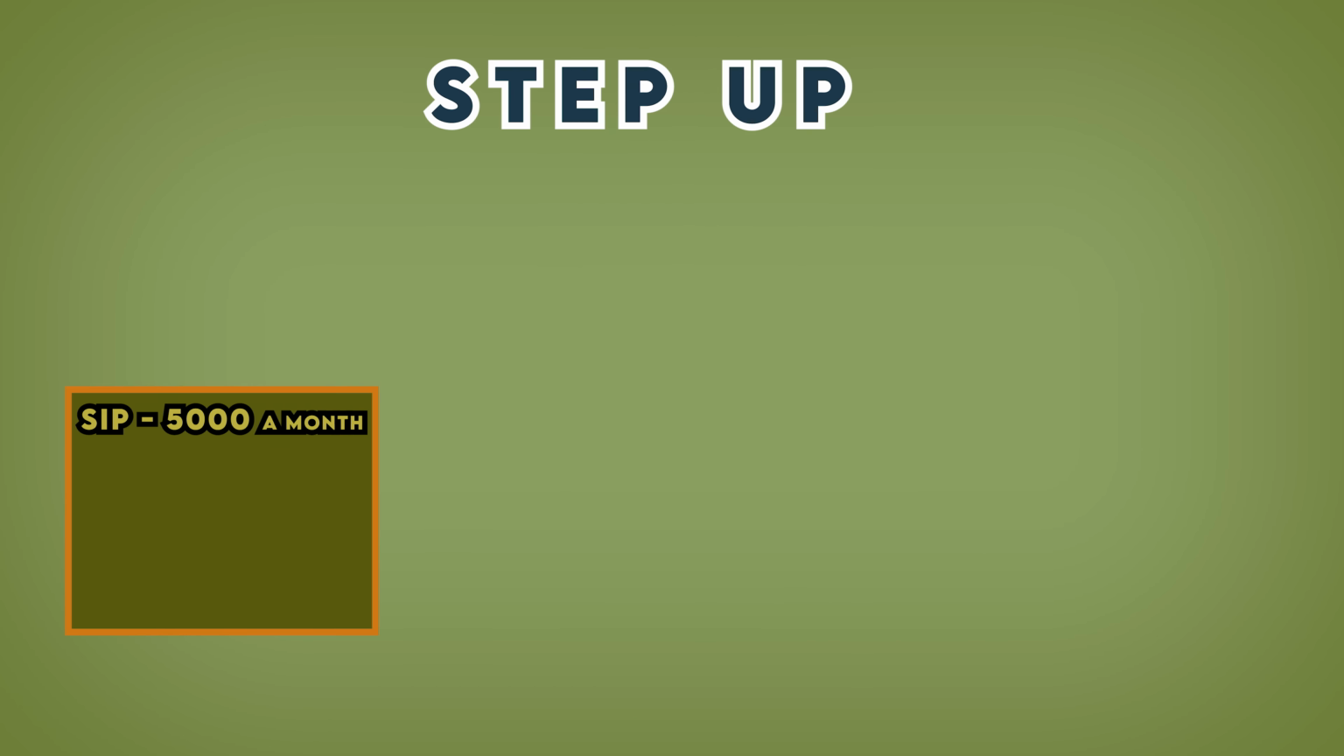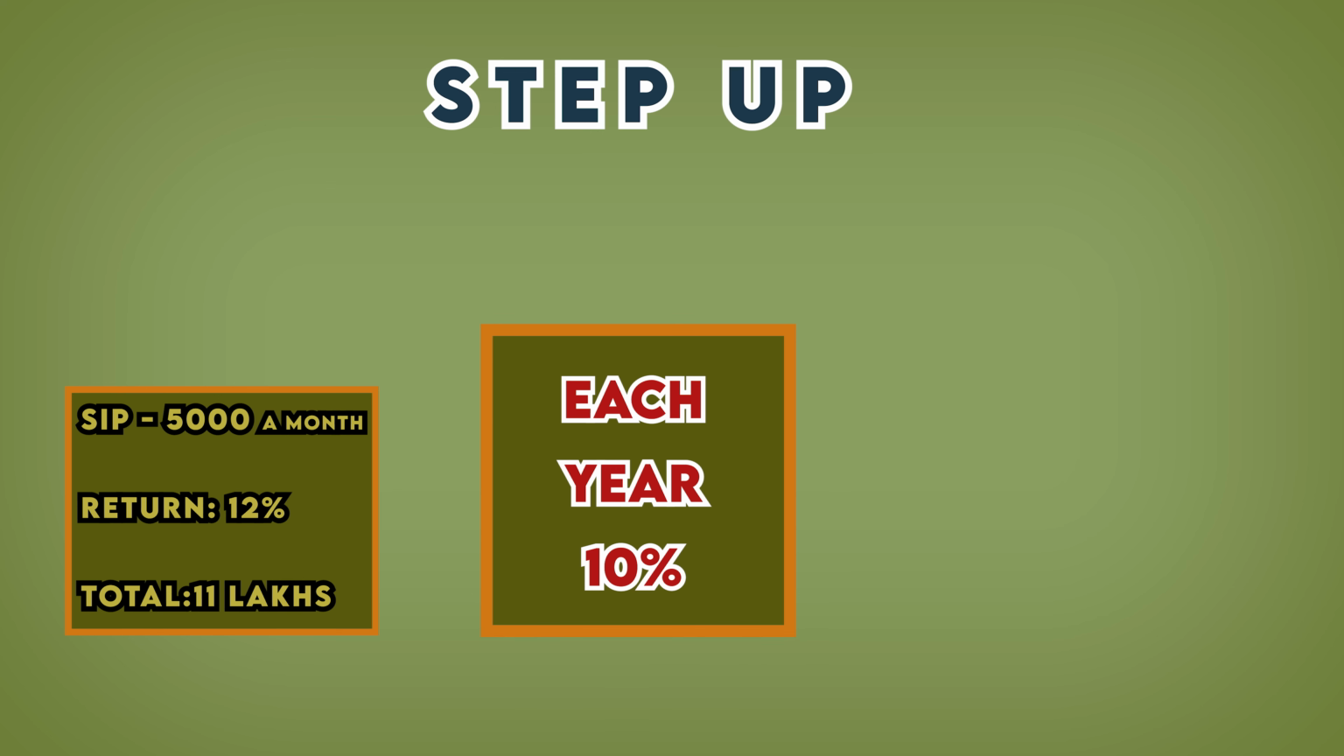Now to give you an example of how much of an impact a step up has on your investments, if you start an SIP of rupees 5,000 a month for the next 10 years, at an average return of 12%, you would have around 11 lakhs. Now, if you chose to do a step up each year by 10% on your 5,000 rupees SIP for the next 10 years, you would have around 16 lakh rupees. Now, that difference is the impact a step up of an SIP has on your investments. Now, over the course of 20-25 years, this difference would be immense.